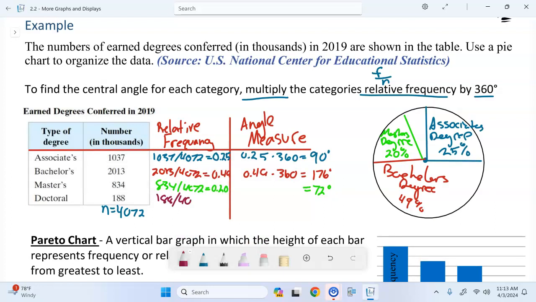188 divided by 4072. We get 0.05. So what's left is going to be our doctoral at 5%. Rounding, we're off by just a little bit. We're short by 1%.